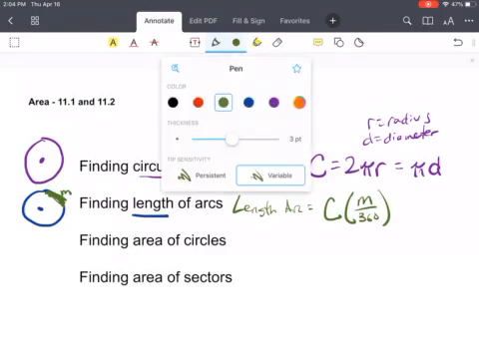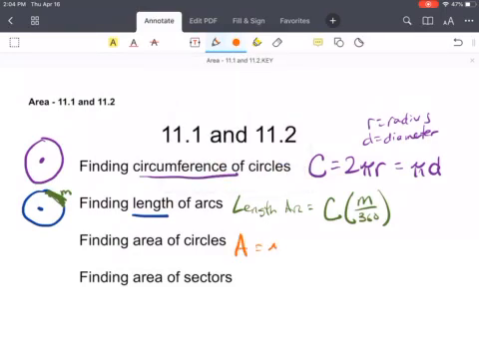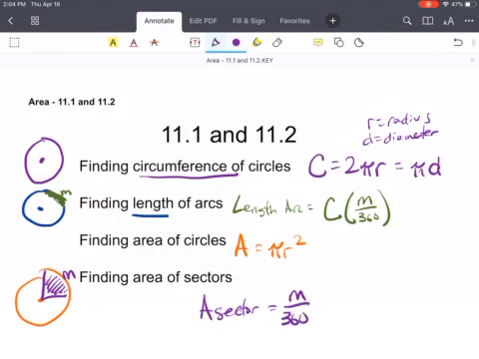Similar concept with area. First off, the area of a circle is pi r squared. And then if I wanted to figure out the area of a sector of a circle, so if I wanted to know what the area was of that whole piece of the circle, then the area of the sector would be the fraction, so the measure of the arc over 360, multiplied by the area of the entire circle. So it's a partial area of the circle and a partial circumference there.